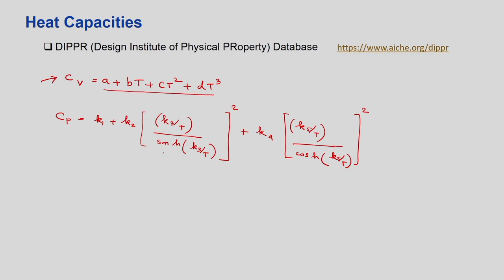Here again the hyperbolic functions appear, because we have just seen that the specific heat can be written in terms of hyperbolic functions. That is the way they do it: they have the data at different temperatures, they fit those data and obtain the parameters K1, K2, K3, K4 and K5. You can go through this website and see the specific heat capacities expressed in this manner, in these constants. Why am I telling you this expression? It is a direct outcome of the statistical thermodynamics route, where the specific heats are expressed in terms of hyperbolic functions.